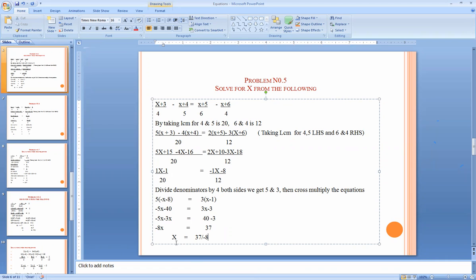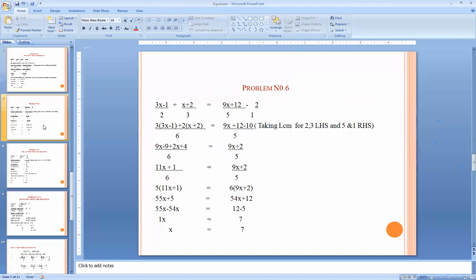So this is how we have to calculate the value of x when it is given in the form of a fraction. Have you followed this one? Yes, madam. Okay. Let us go to one more question.